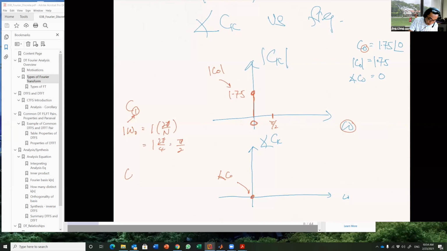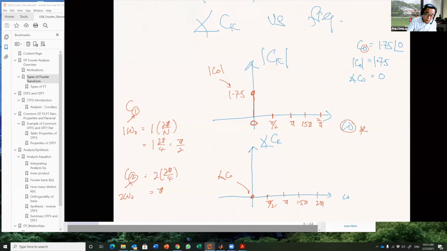What about C2? C2 is for frequency 2 omega naught. Therefore, it's 2 times 2π over 4, and therefore is equal to π. Then the last guy, if everyone is traversing by π over 2, this guy must be 1.5π. And the next guy, 2π. Okay, so now you can see the x-axis being the frequency and where they are exactly. So we are going to plot also for π over 2, π, 1.5π, and 2π.